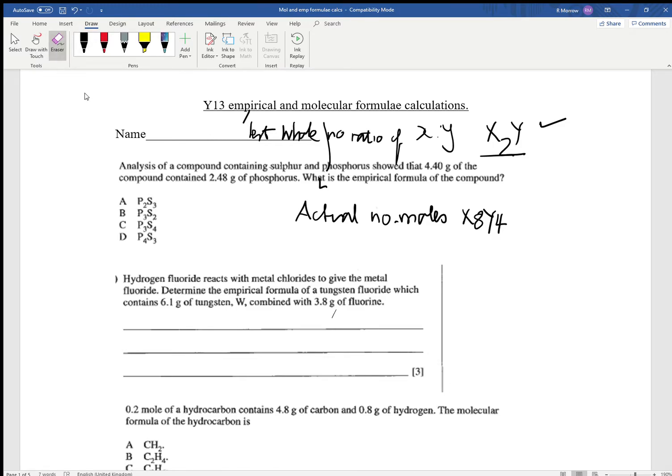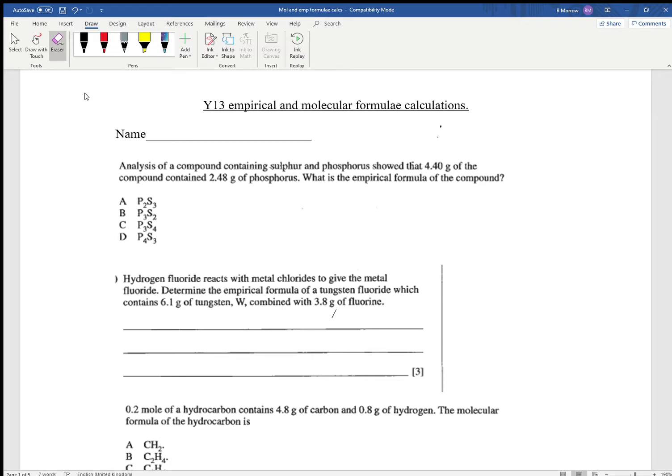Okay, right. So we'll work through a few of these here, and hopefully I'll point out a couple of the pitfalls that you might come across at AS level compared to GCSE level. Okay, hopefully these will be pretty straightforward. So we'll do the two that we did in class today.